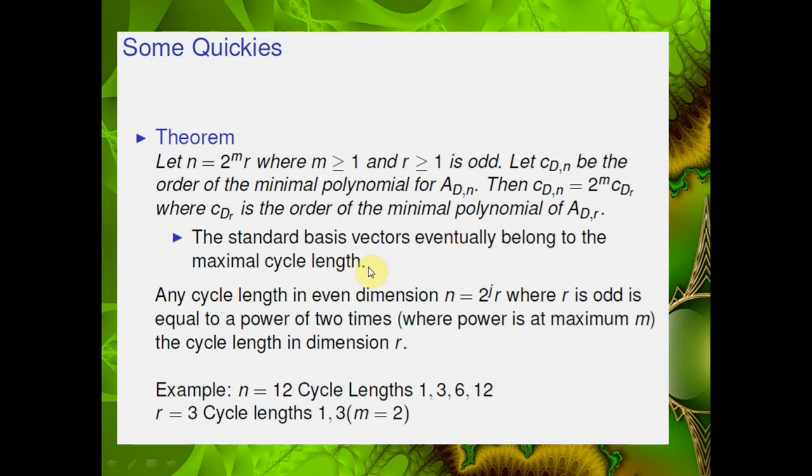And I also can tell you which vectors eventually belong to the maximal cycle length. Those are the standard basis vectors that you learned about in linear algebra. 1, 0, 0, 0, 0, 0, 1, 0, 0, 0. Those are the standard basis vectors. They always will converge to the maximal cycle length. So I actually can iterate and find the maximal cycle length because I know what's going to go there.